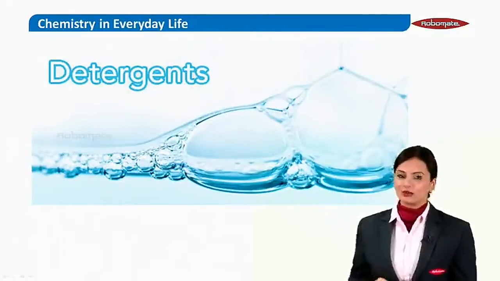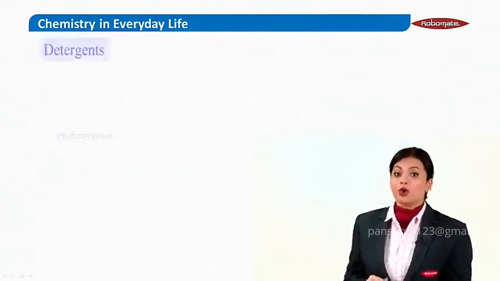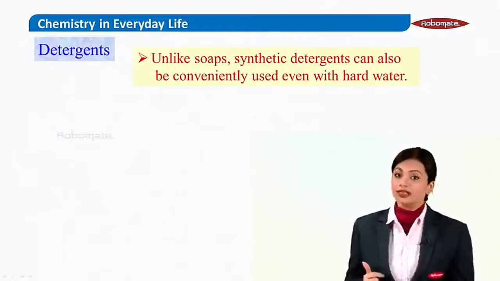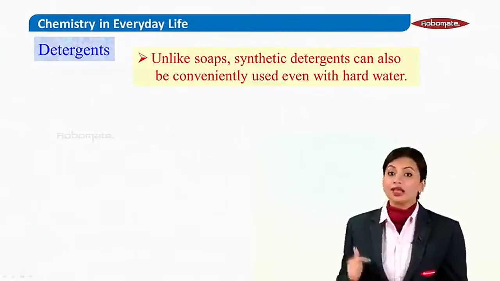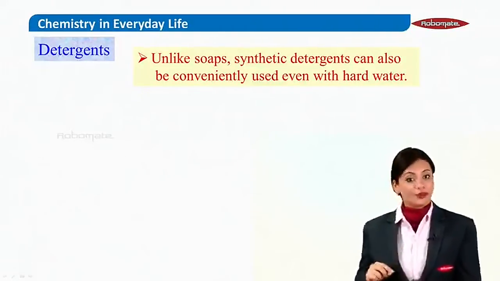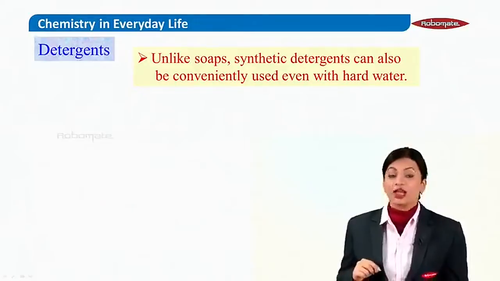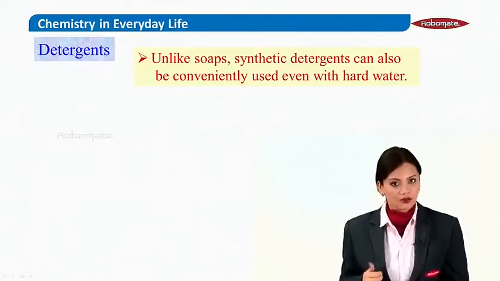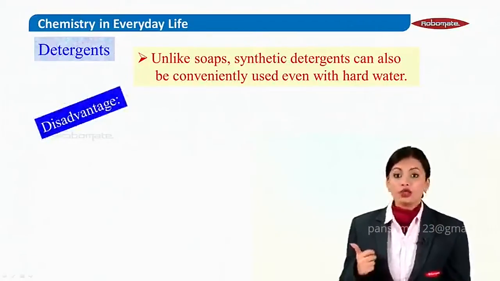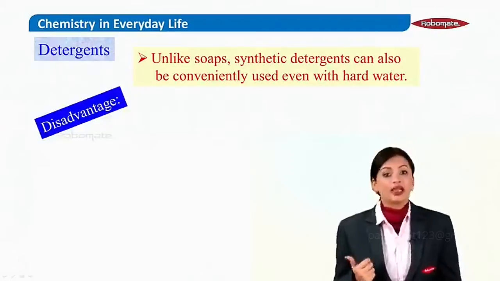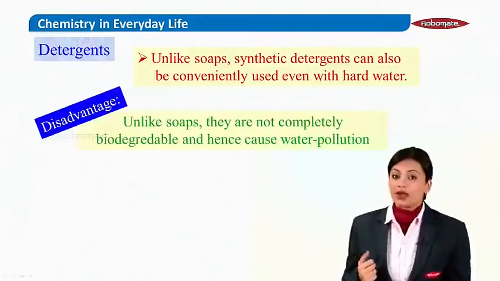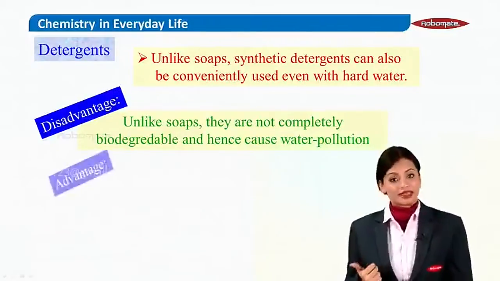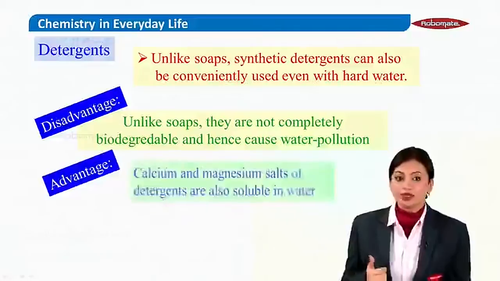So children, we start with detergents, and now let's come to what exactly are the types of detergents. Now we see that detergents, unlike soaps, the synthetic detergents can be used in hard water. If you remember children, soaps had a big disadvantage that they used to form a gummy mass, which prevented us from using them in hard water. So detergents also do have a disadvantage that they are not completely biodegradable, which means that they will cause water pollution. And the biggest advantage is that we can use them with hard water.